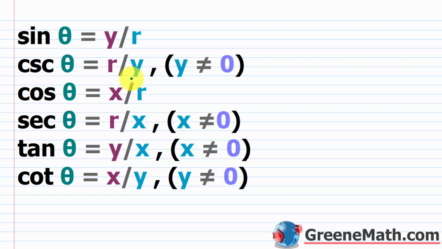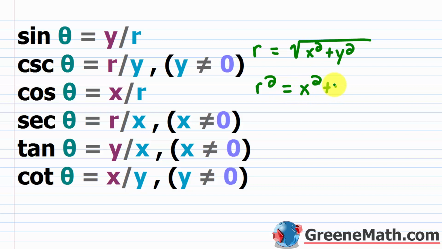I want you guys to remember the way we've defined this. We've said that r is equal to the square root of x squared plus y squared. Remember that. So I can also say, if I square both sides, that r squared is equal to x squared plus y squared. So we'll be using this in a moment.